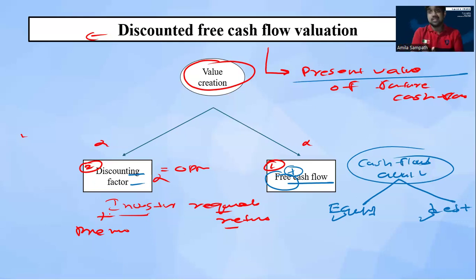We add a premium to the investor required return, and then the summation of investor required return and premium we use as our discounting factor. Using this discounting factor, we get the present value of our future free cash flows. Therefore, the value under the discounted free cash flow method can be derived completely based on free cash flow and the discounting factor. So we can say the main value driving factors under the discounted free cash flow valuation method are, first, free cash flow, and second, the discounting factor.